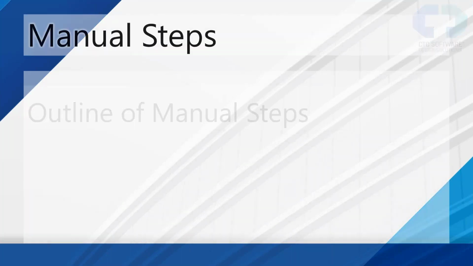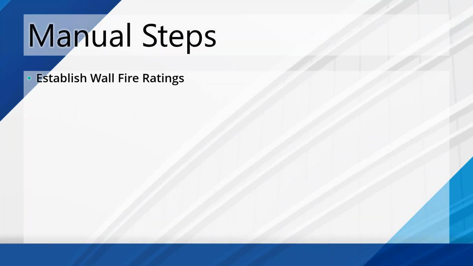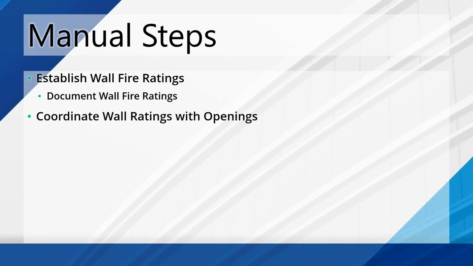So let's take a look at some of the high-level manual steps real quick. We need to establish wall fire ratings, and we need to have those assigned to the proper walls. We need to document those wall fire ratings in some form or fashion. I'm going to be taking a look at how we can quickly do that. We need to coordinate those wall fire ratings with the openings, because the openings need to be updated as well. And then we need to validate and understand the code via some manual workflow typically.